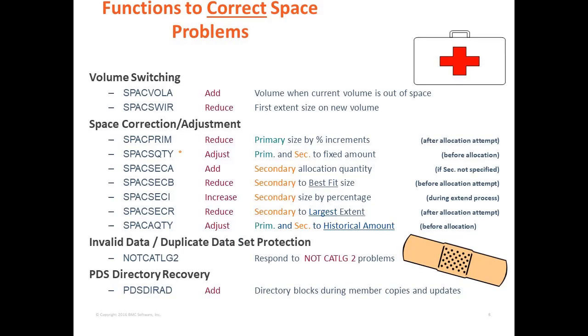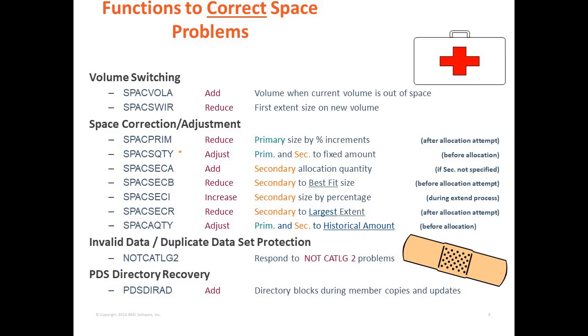As noted, there are functions to proactively correct space problems. These functions are invoked because of an error condition or some event during the allocation process. SPAC Valet and SPAC SWIR are related to volume switching, or the addition of volume to dataset allocation. This is for non-SMS and SMS managed datasets. The limit is 59 volumes, and this is just the z/OS operating system limit.